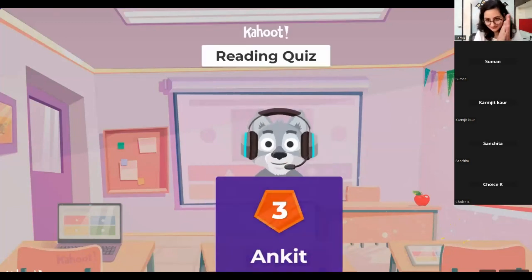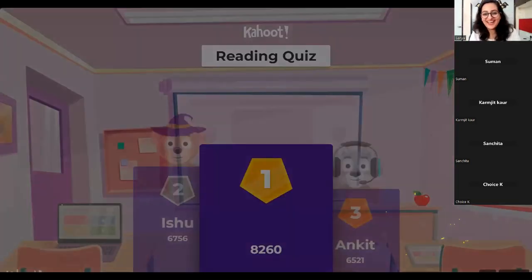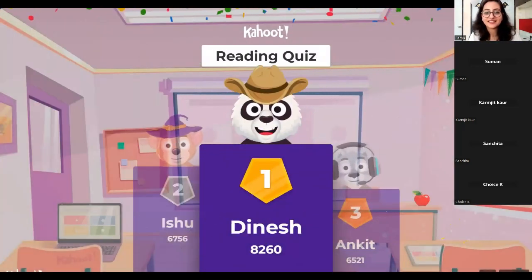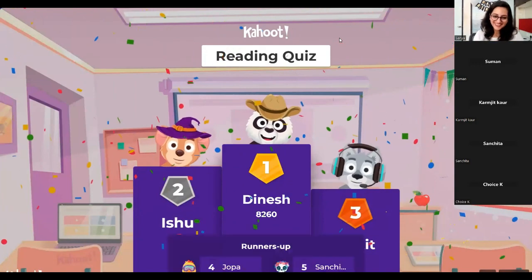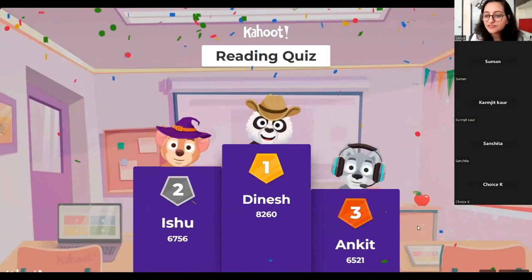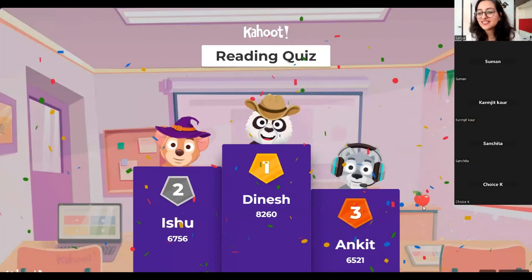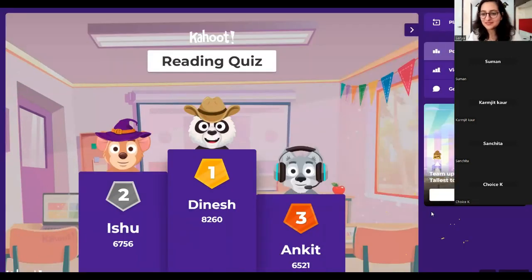Ankit has come in third. Ishu has come in second. And first is. Oh, there's a spotlight in everything. Oh no, there was like fourth and fifth. Sanchita, I saw your name. What happened? Ma'am, I was fifth. Yeah, why did those disappear? I want to see everybody. Okay. Yeah, we'll play again some other time.